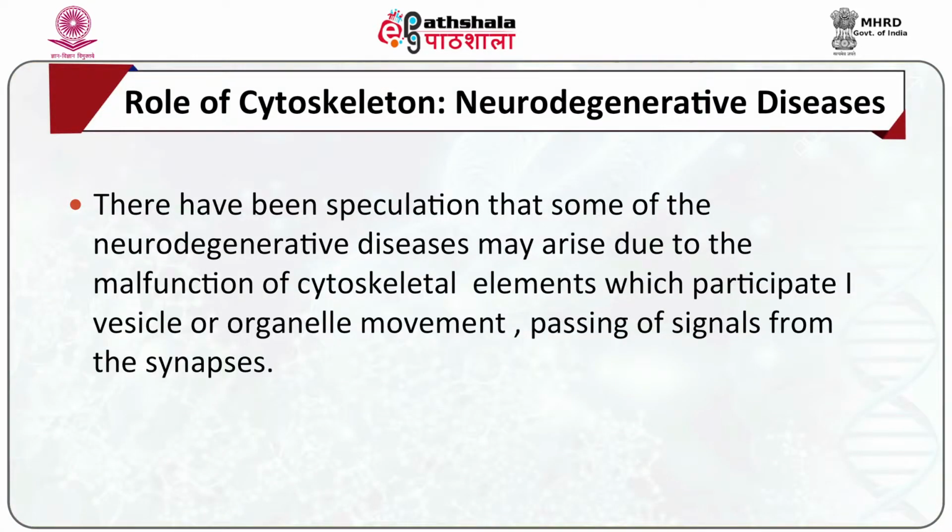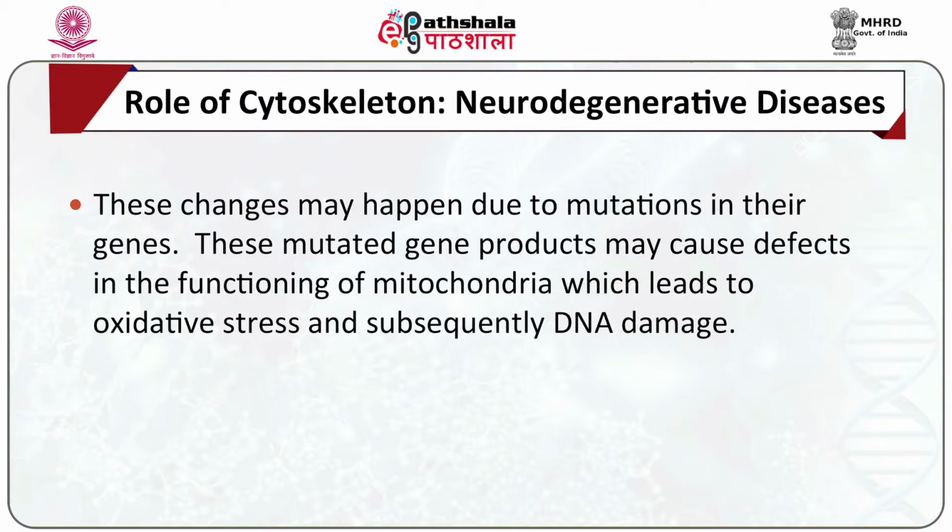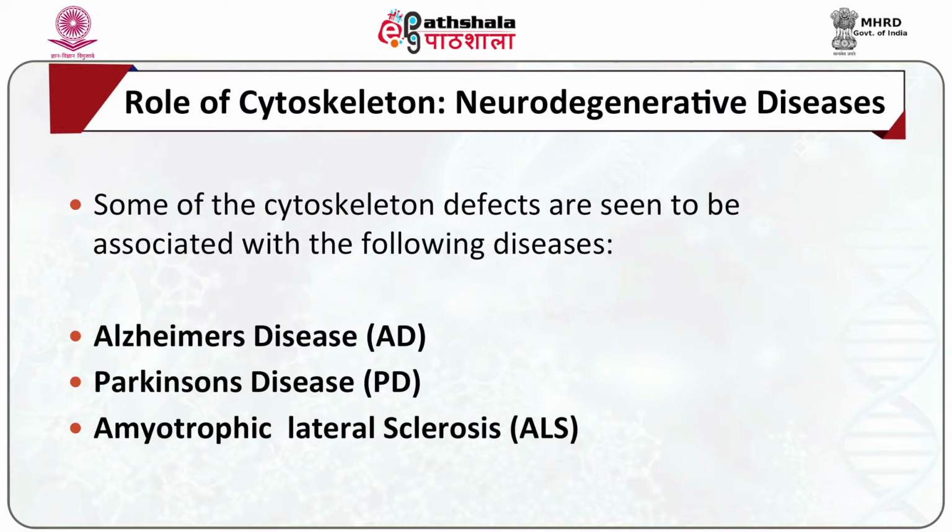If we look at the role of the cytoskeleton in neurodegenerative disease, there have been speculations that some of the neurodegenerative diseases may arise due to malfunction of cytoskeletal elements which participate in vesicle or organelle movement and in passing of the signals from the synapses. These changes may happen due to mutations in the genes. These mutated genes may cause defects in the functioning of mitochondria, which leads to oxidative stress and subsequently DNA damage.